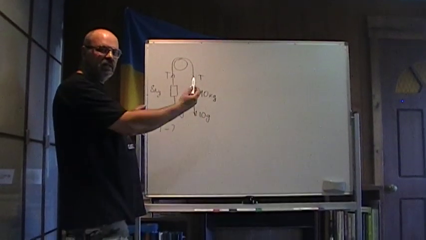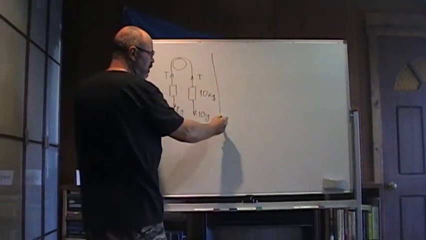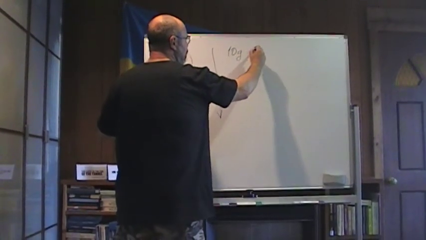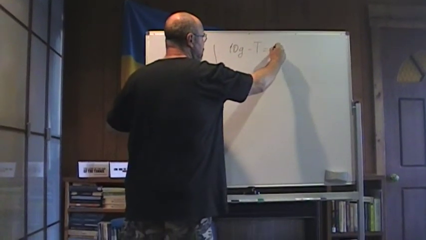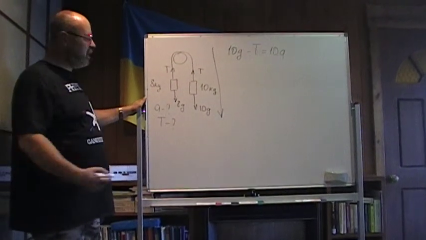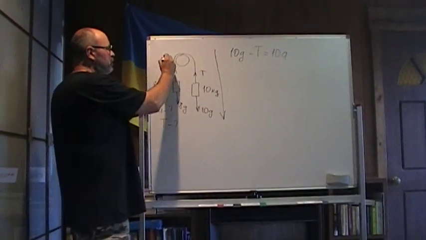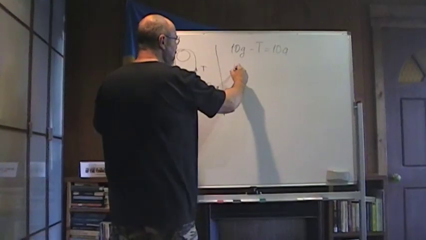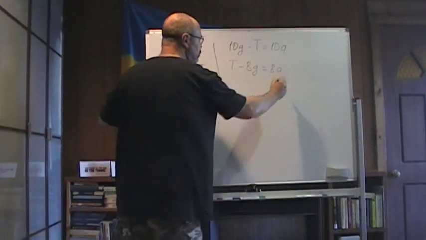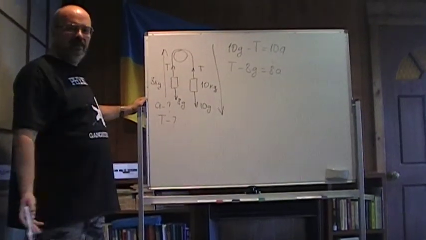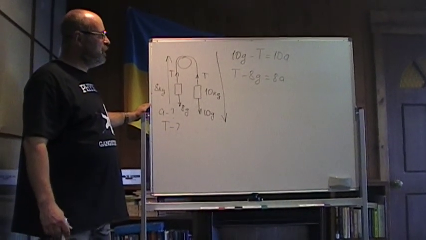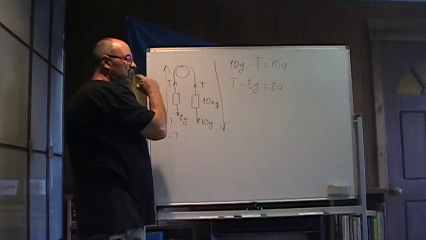It's clear that it will be accelerating down, so we'll choose the axis down. And we'll have 10g minus tension equals 10a. For the 8 kilogram mass, let's choose the axis up because it will be accelerating up. So we will get tension minus 8g equals 8a. We have two simultaneous equations. Let's solve them by elimination. Let's add them up. That will eliminate tension.